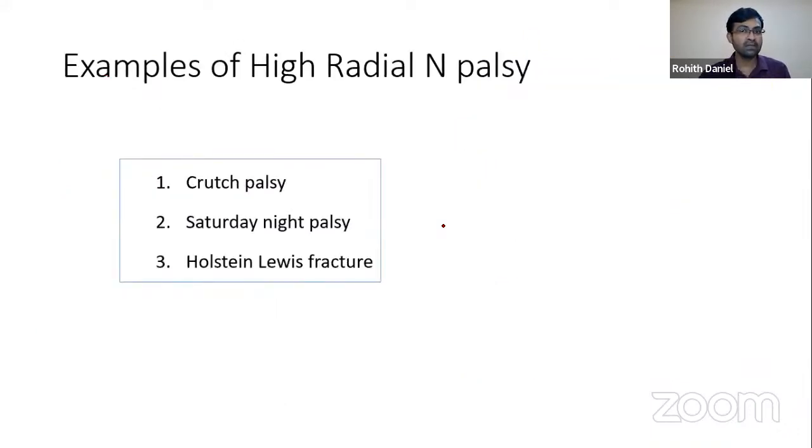Now, which are the examples of high radial nerve injury? I think you all know this, isn't it? You all know the common causes of high radial nerve palsy, isn't it? You have your crutch palsy, then you have your Saturday night palsy and Holstein-Lewis fracture, isn't it?